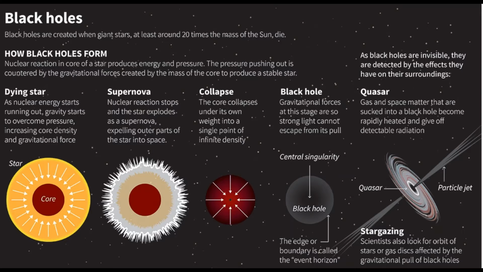So how do black holes form? Have a look at this diagram and tell me how black holes are formed. So you've got a dying star on the left, a supernova on the second diagram, there's a collapse in the third diagram, and then a black hole, and then a quasar on the last diagram.